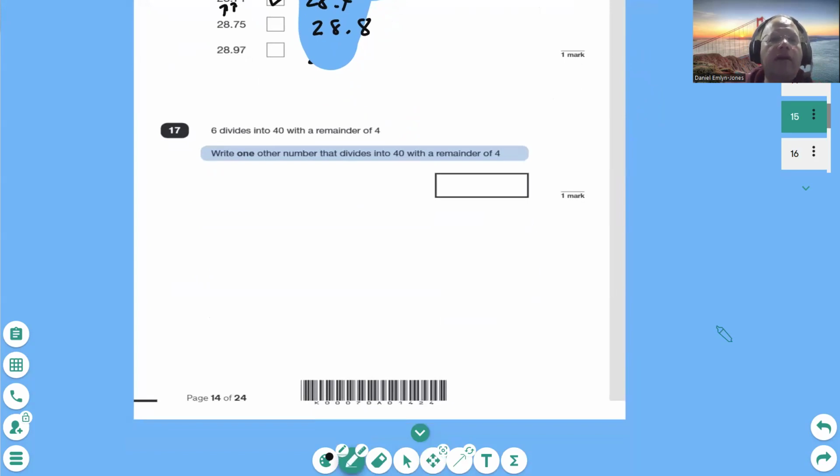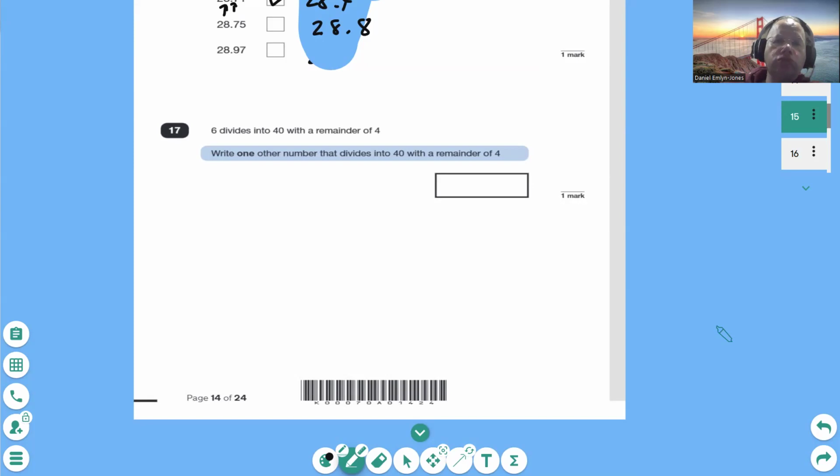17. 6 divides into 40 with a remainder of 4. It does, doesn't it? Write one other number that divides into 40 with a remainder of 4. Well, if it divides into 40 with a remainder of 4, I'm going to switch my phone off. Then it's going to be 36, isn't it? So I think, write one other number that divides into 40 with a remainder of 4.